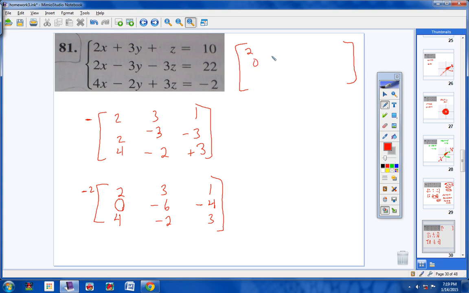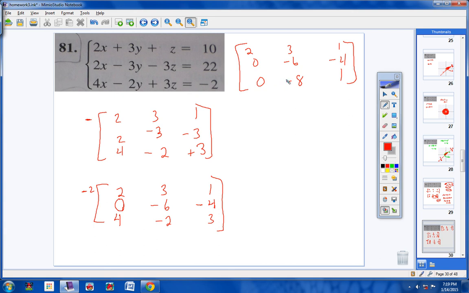Second row, put 2, 0, 3, negative 6, 1, negative 4. Now take this here and multiply it through. 2 times negative 2 is negative 4 plus 4 would be 0. Negative 6, negative 2 would be a negative 8. Negative 2 and 3 would be 1. Okay, so I've got one more 0 to go and I'm all done.